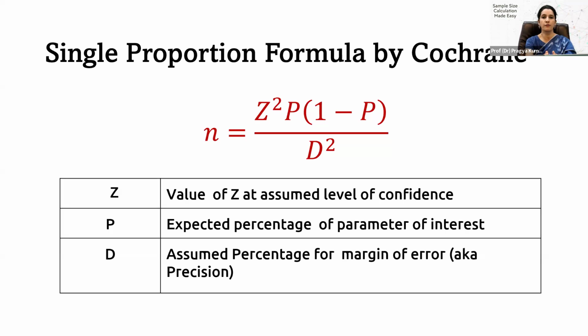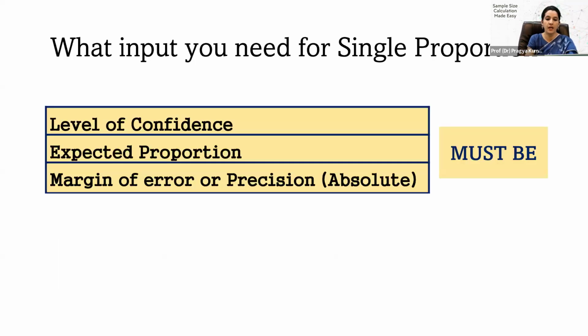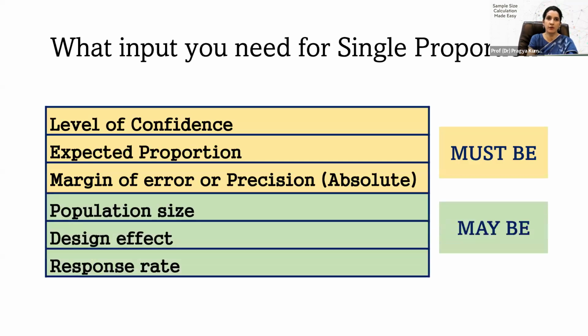This margin of error is also known as the precision. If the margin of error is high, the precision will be low; if the margin of error is low, your precision will be high. So what input do I need for a single proportion? I need to enter the level of confidence, expected proportion, and margin of error. These three things are a must. Population size, design effect, and response rate, you may or may not need.